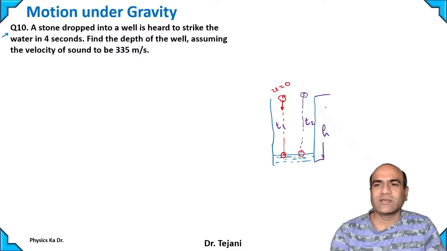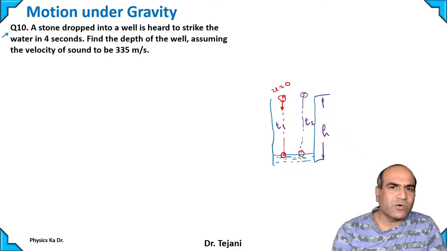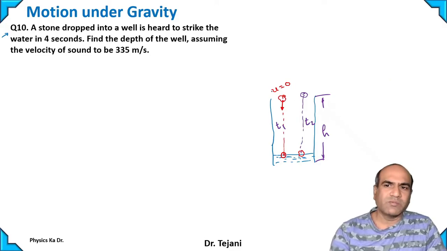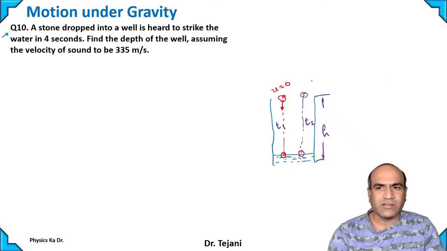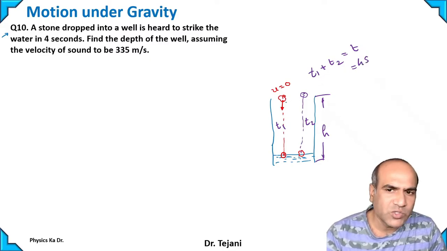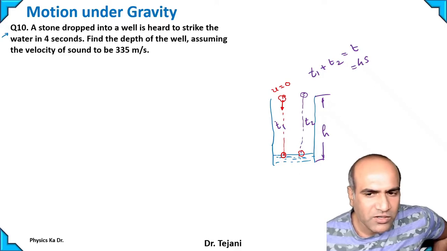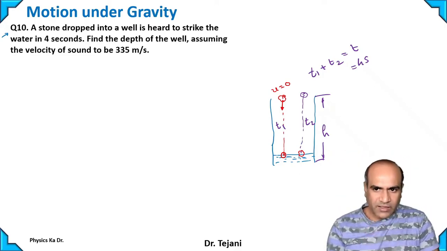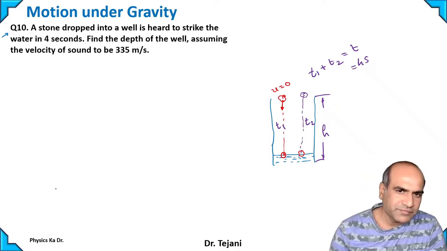Let's assume this. So what is given? 4 seconds is given from when the ball is thrown from the top until we hear it. That means t1 plus t2 is equal to t is equal to 4 seconds. t1 is the time required when the stone is thrown in the downward direction. Then it creates some sound and the sound returns on the upward side and we hear the sound. Right? Very easy.